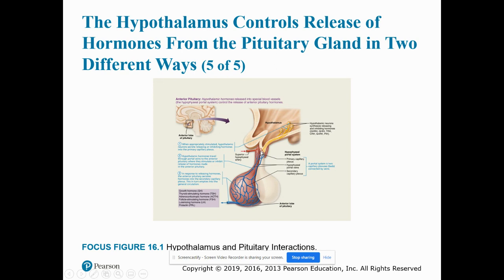And then the hypothalamic hormones are going to travel through the portal veins to the anterior pituitary, where they're either going to stimulate or inhibit the release of a hormone that is actually made in the anterior pituitary. In response to those hormones, the anterior pituitary will either be inhibited or it'll secrete hormones into the secondary capillary plexus, which will empty into general circulation. So it'll empty into here, which will empty out there back into circulation.